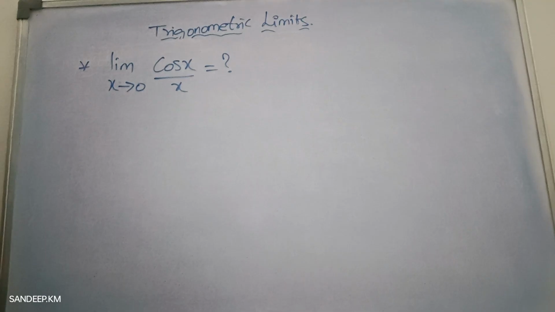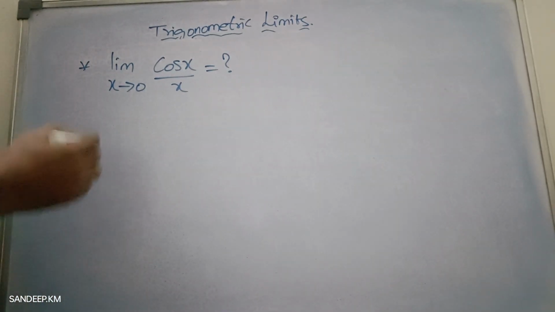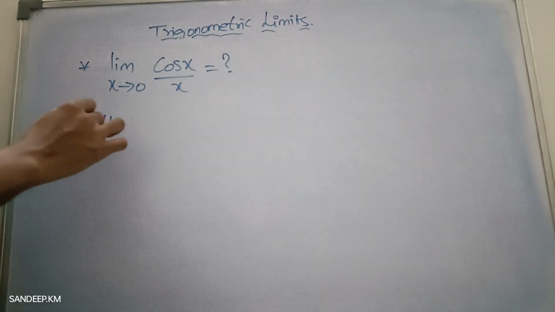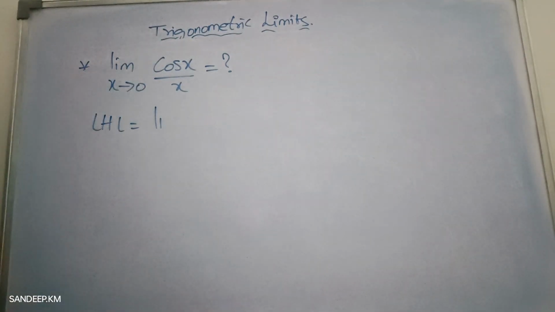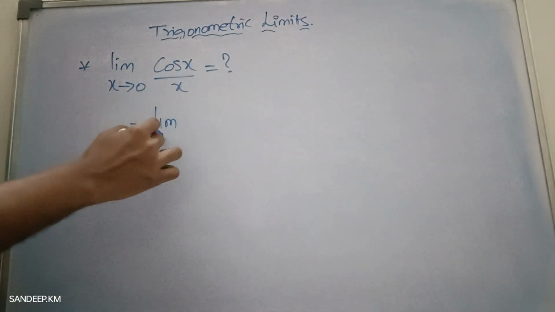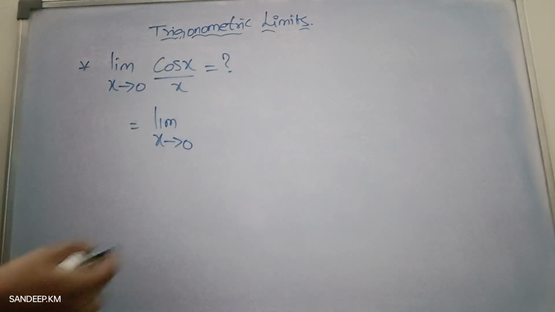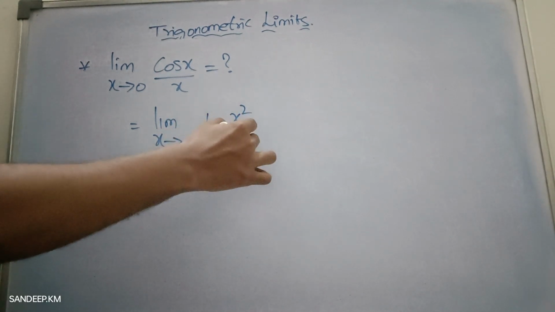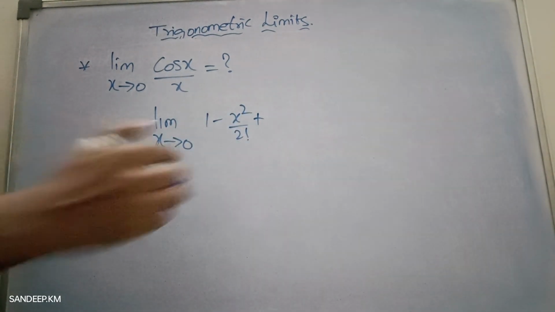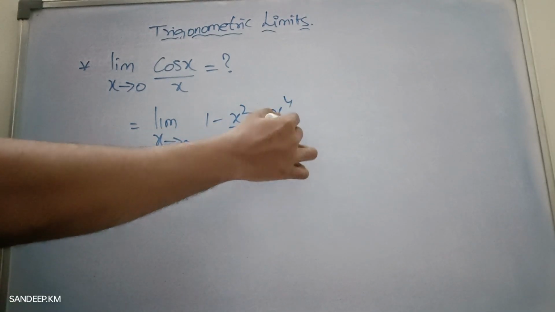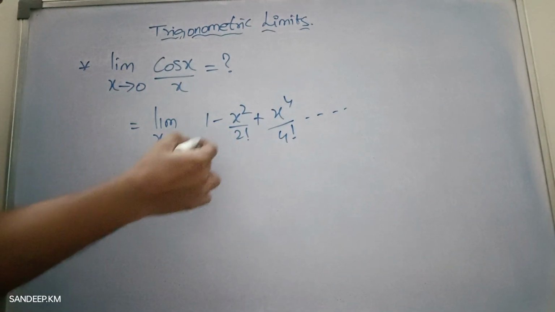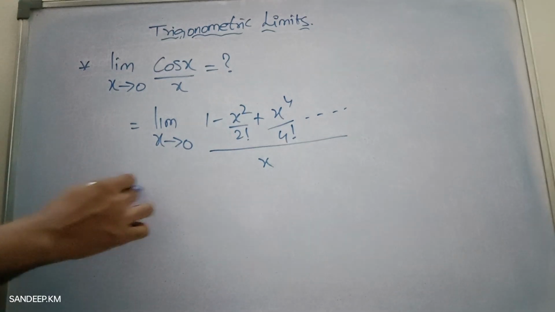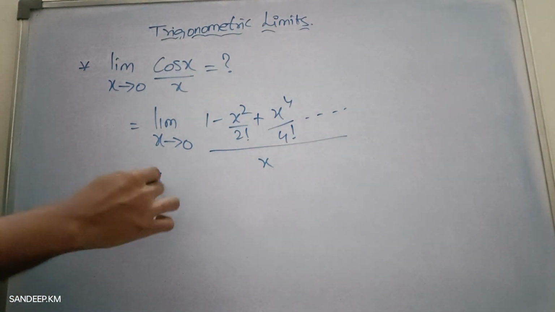What I'm going to do, let us use expansions to see what is the answer. What is the answer? Let us see. So for the LHL, let me take the left hand side, limit x approaches 0, the numerator expansion is 1 minus x square by 2 factorial plus x power 4 by 4 factorial and so on, with what denominator? X. The common denominator can be separated.